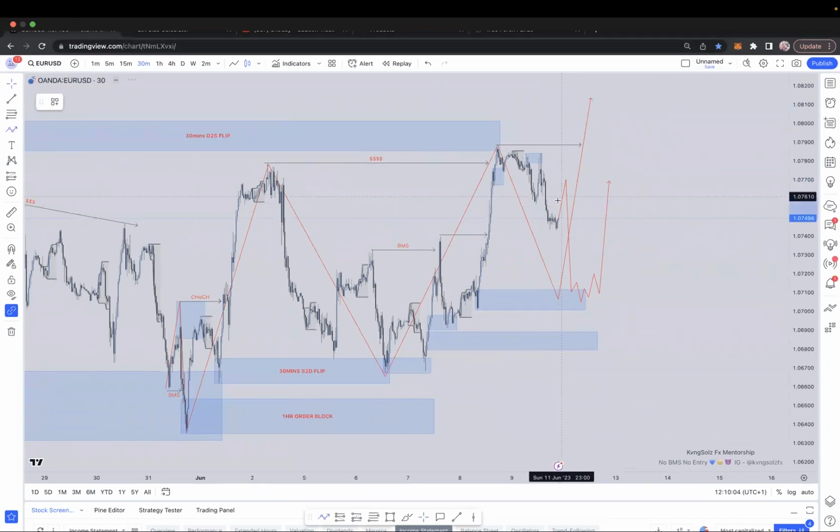Oh, my network is not good. So after, oh shit. Okay, let me do it again.